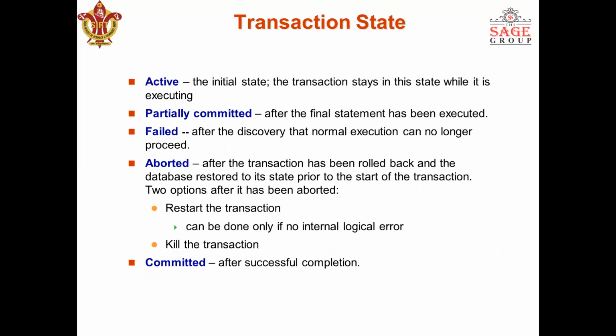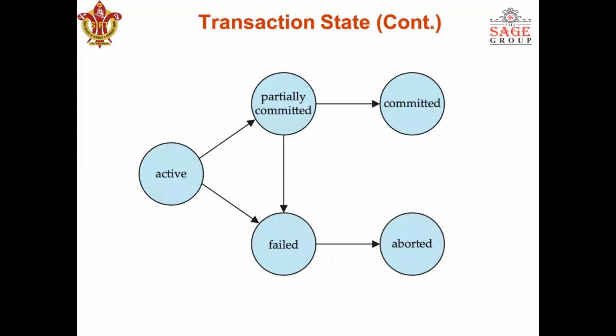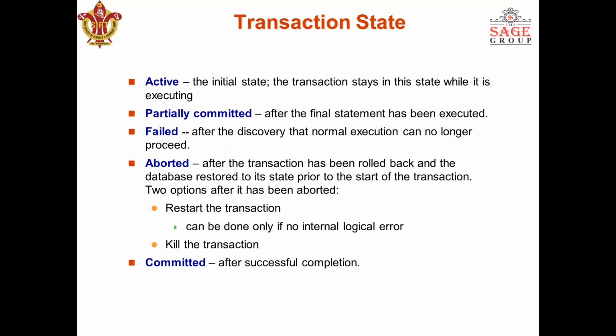There are some stages of a transaction as we see in this slide, that is active, partially committed, committed, failed, and abort. The active stage is the initial stage. The transaction stays in the active stage while it is executing. The second stage is partially committed. After the final statement has been executed, the transaction is in the partially committed stage. Failed: after the discovery that normal execution can no longer proceed, the transaction enters the failed stage. Now the abort: after the transaction has been rolled back and the database restored to its state prior to the start of the transaction, that is considered the abort state.